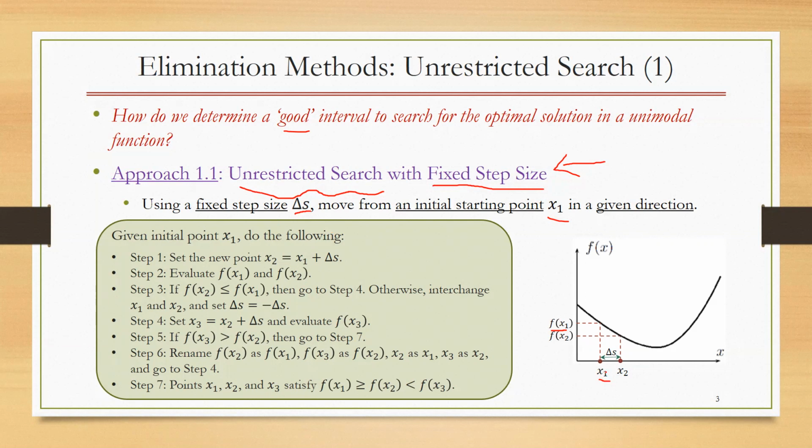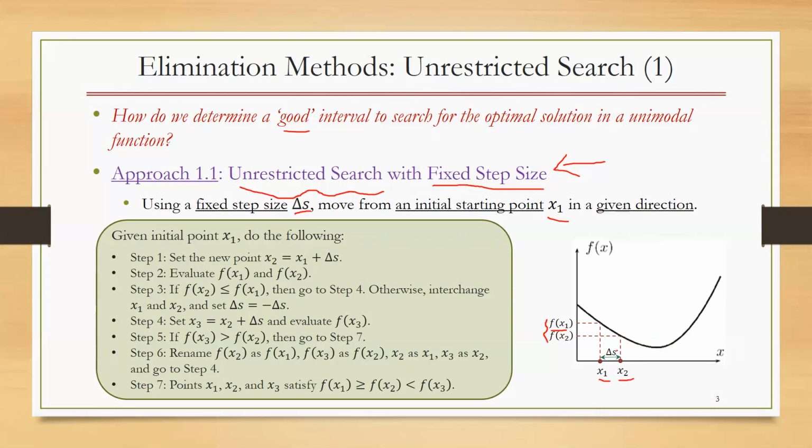So if you start with x1, then what you do is you add delta S. So you find the next point, which is x2, which is x1 plus delta S. So you move and you find the next point x2. Evaluate them at f of x1 and f of x2. Okay, so we have 2 points and we have to compare them.